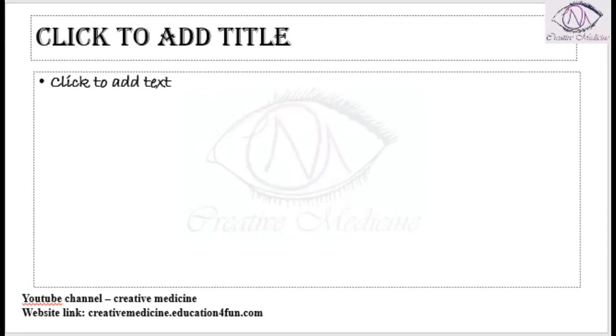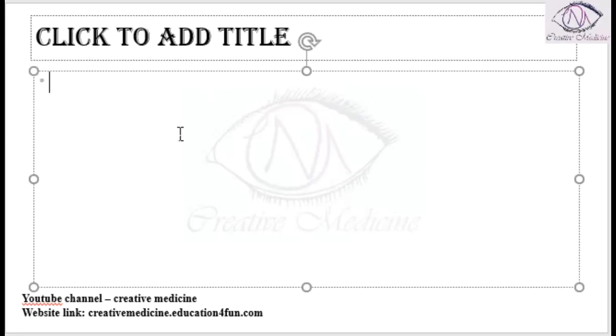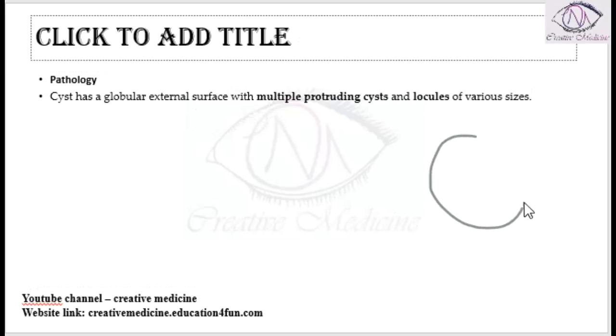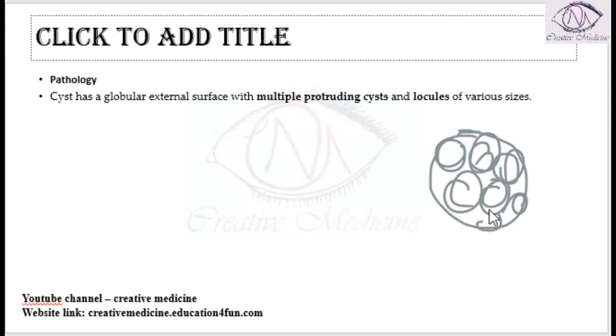So what is a cystadenoma? As the name says, in pathology you will see the presence of a cyst. In cystadenoma, you will see a cyst that has a globular external surface with multiple protruding cysts or locules of various sizes, like this. So this is what we see in cystadenoma.